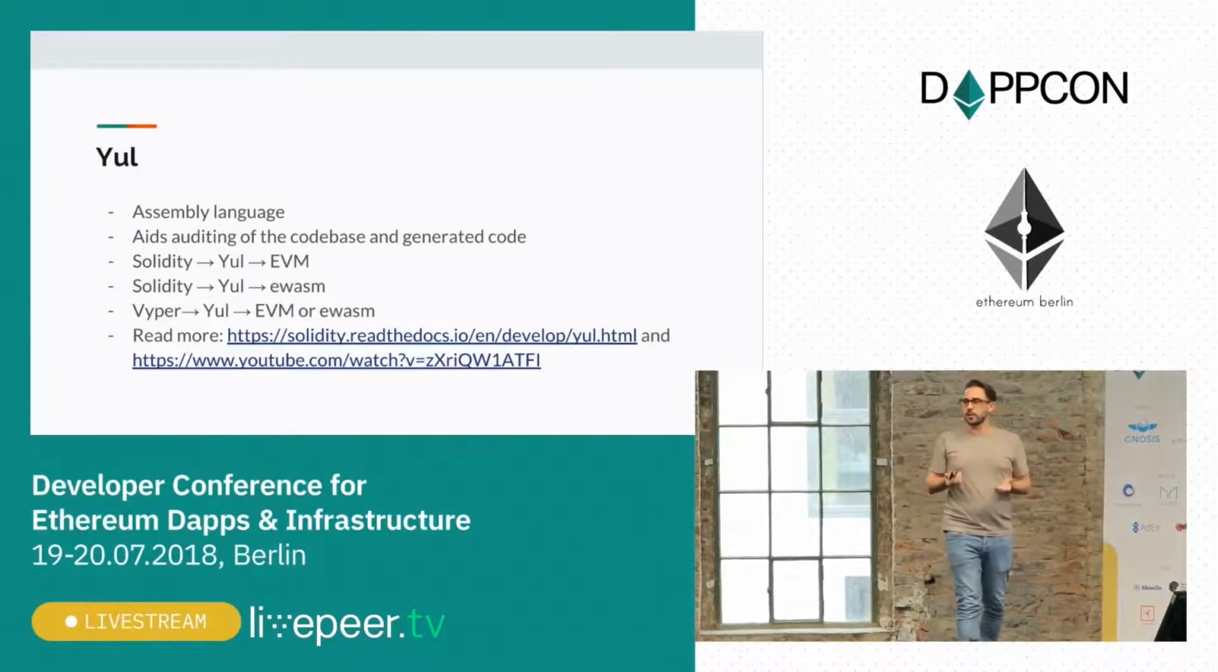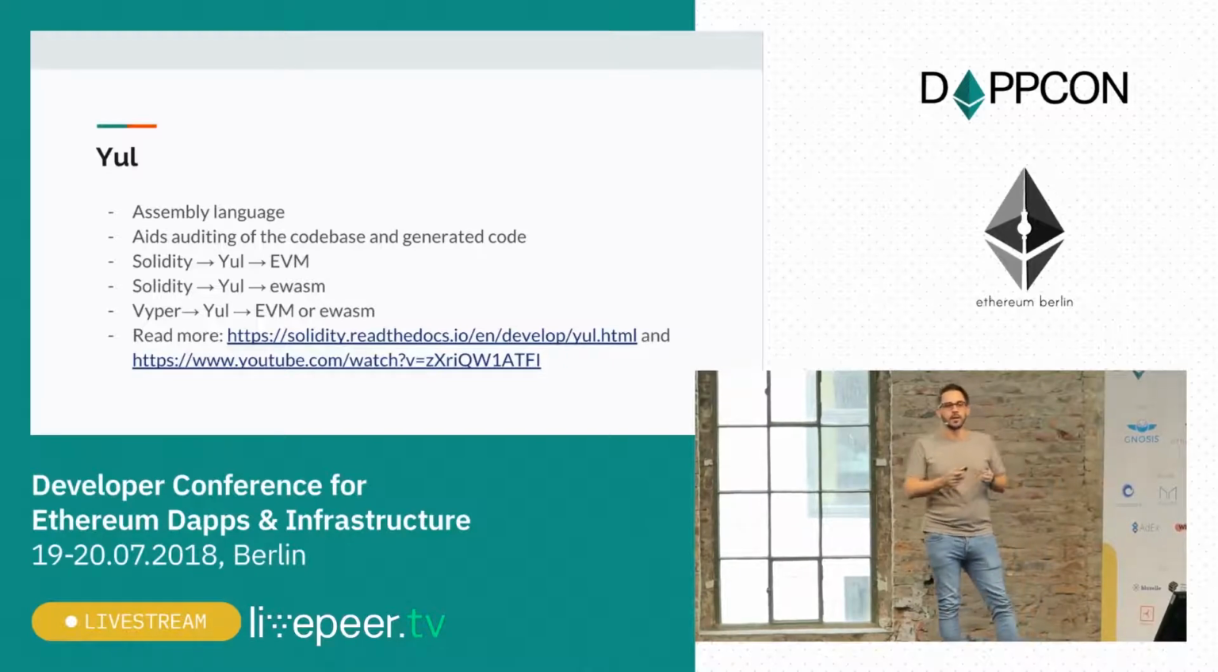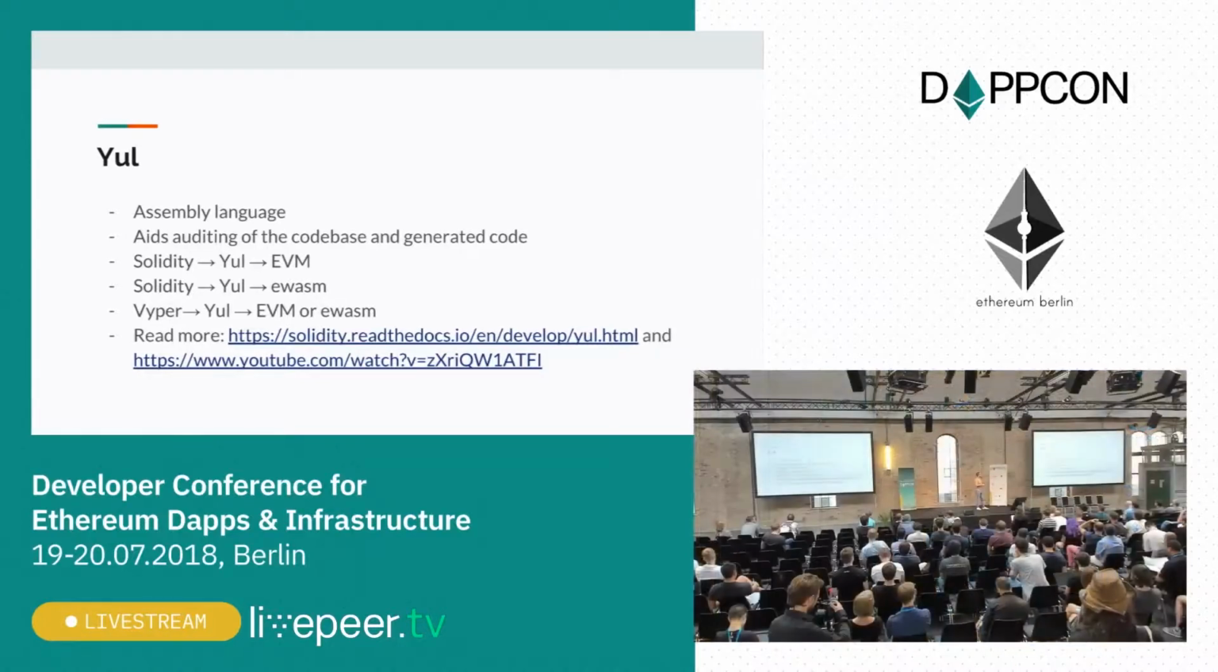But in addition to that, if we have Yul in place, we can also compile Yul into other VMs. For example, we can compile it to WASM. So by doing this step, we're going to have support for the future.